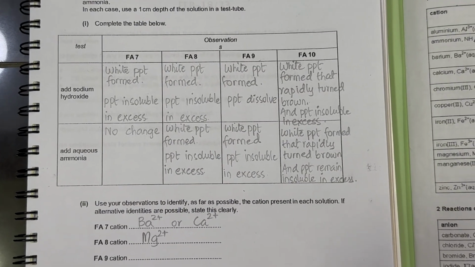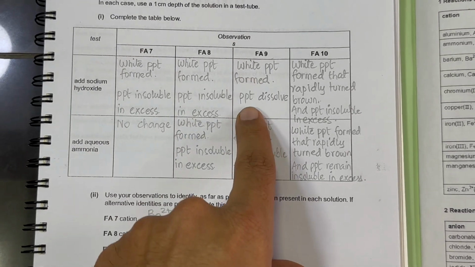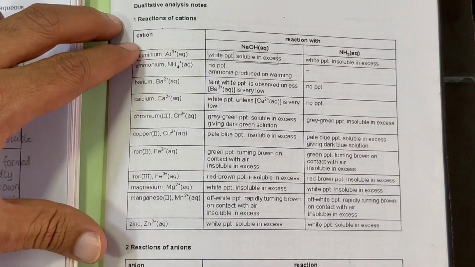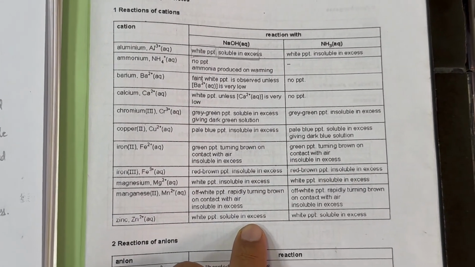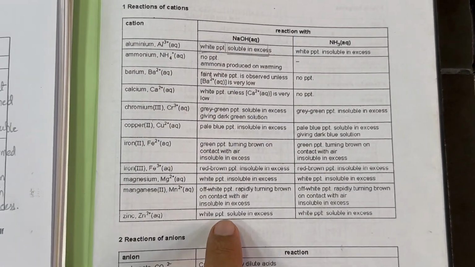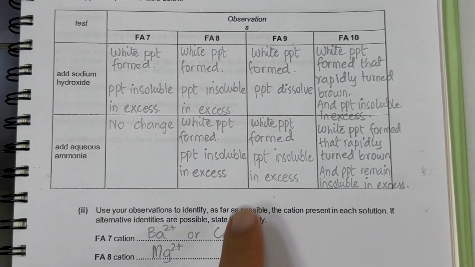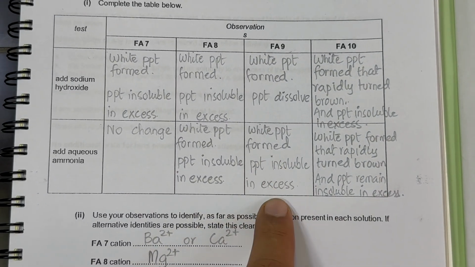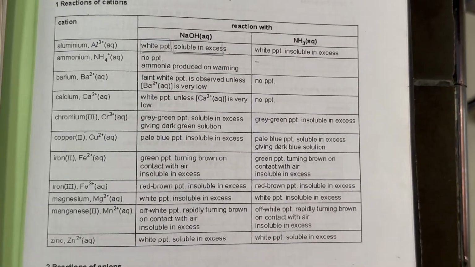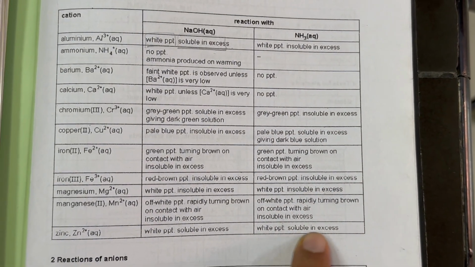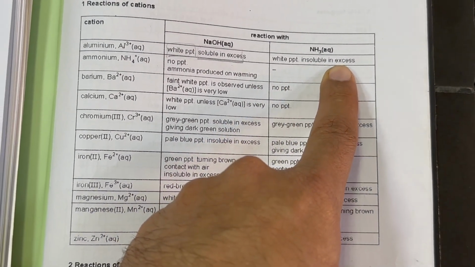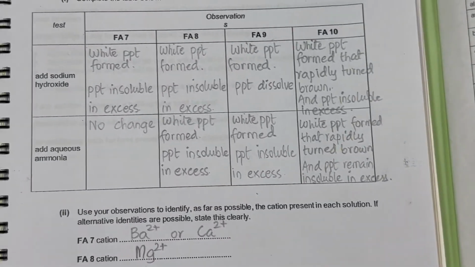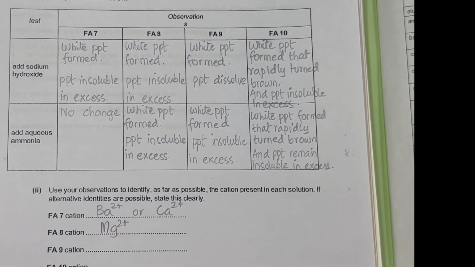Now Fa9 has given white precipitate which dissolved with sodium hydroxide. So if we look here, aluminum 3 plus white precipitate soluble and zinc 2 plus white precipitate soluble. So we are confused between aluminum or zinc. Now let me proceed with the aqueous ammonia, which has shown white precipitate insoluble in excess. Now here the white precipitate of zinc is soluble in ammonia, and aluminum has a white precipitate insoluble in ammonia. It means from here we can conclude Fa9 has aluminum 3 plus.